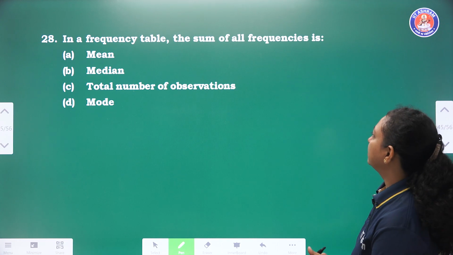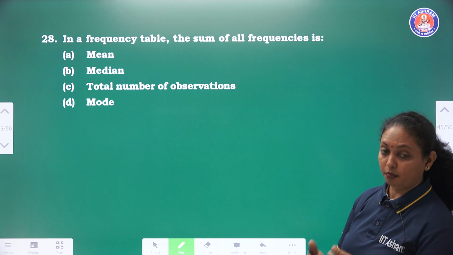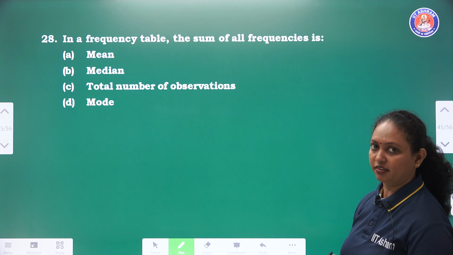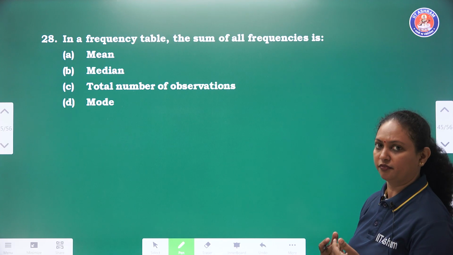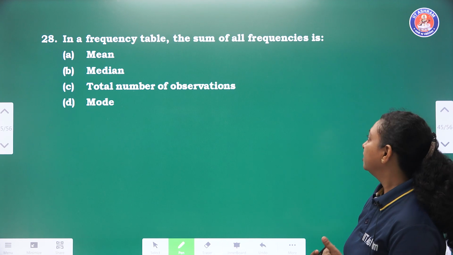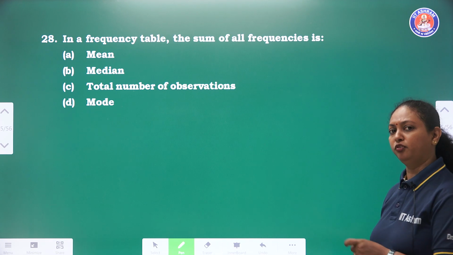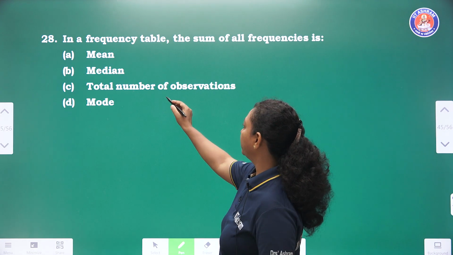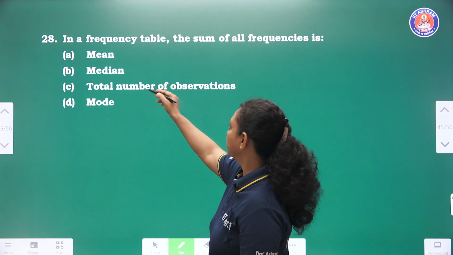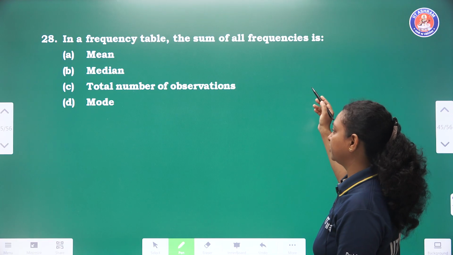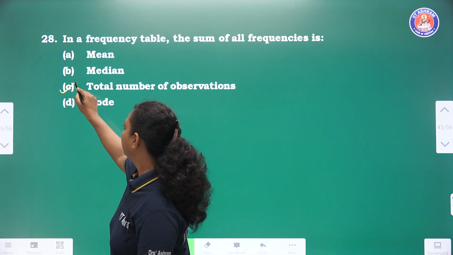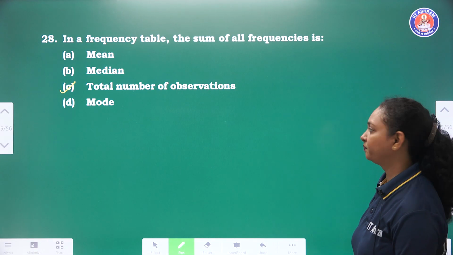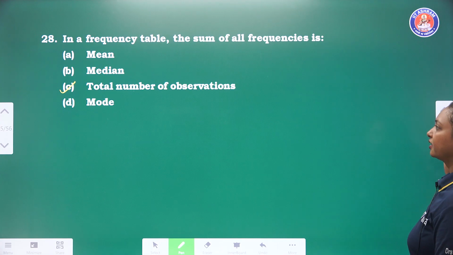In a frequency table, the sum of all frequencies, matlab sum of all observations. Frequency means how many times the particular observation is repeated. So sum of all frequencies matlab sum of all observations. So sum of all observations means how many? Total number of observations. So in a frequency table, the sum of all frequencies is what? कितने observations हैं? Total number of observations. Is this clear? चलो आगे बढ़ते हैं.